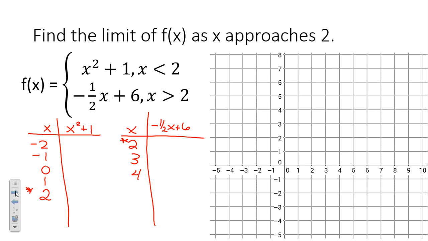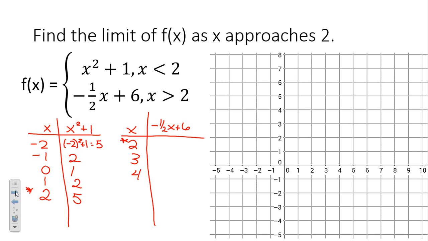Okay. Now, when we plug negative 2 in, we'll have a negative 2 squared plus 1. So negative 2 squared plus 1 is, so we're going to have a 5. When we plug negative 1 in, negative 1 squared plus 1 is. When we plug 0 in, 0 squared plus 1. We plug in 1, we get, and when we plug in 2, we get 5. Okay, so let's plot those.